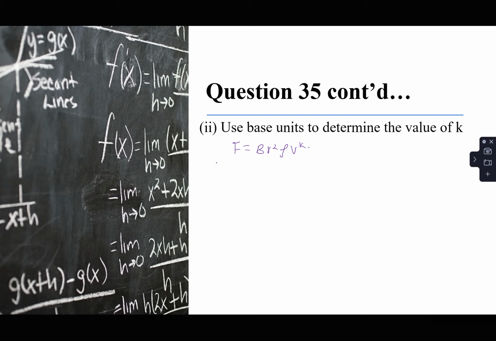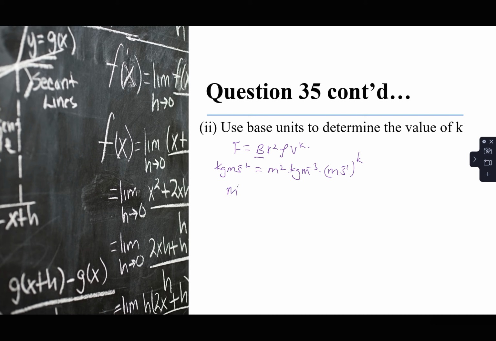So F was force, that was kilogram meters per second squared, equals to B is a constant and K is also a constant. Both don't have units, so B will not affect the units. R was radius, so this is meters squared. Rho was density, which is kilogram per meters cubed. And V was speed, which is meters per second, but this is raised to power K. So I need K. I just need anything which is raised to power K to help me find K.